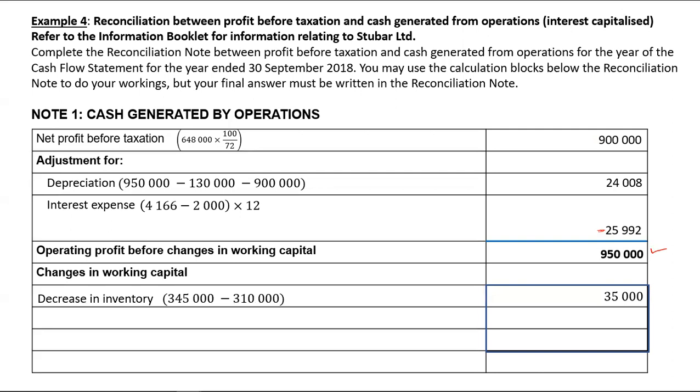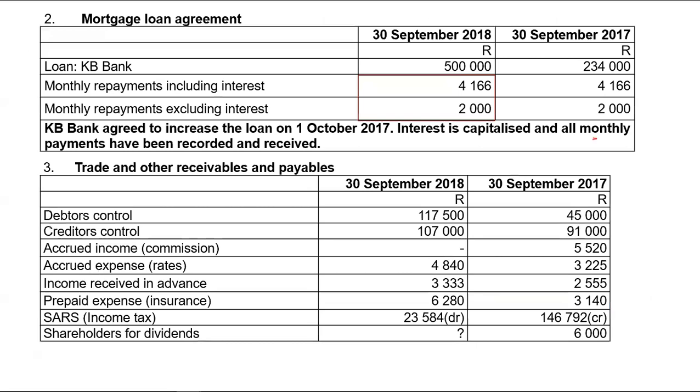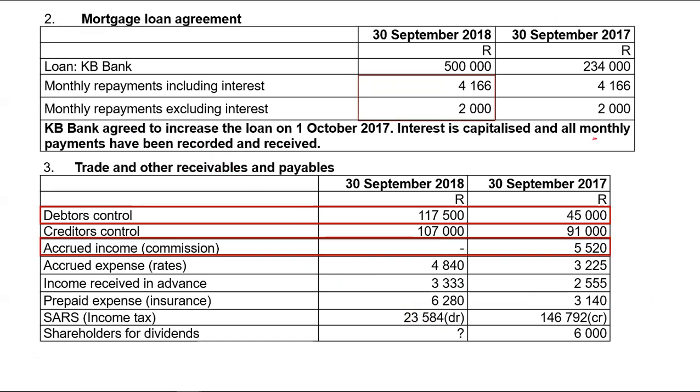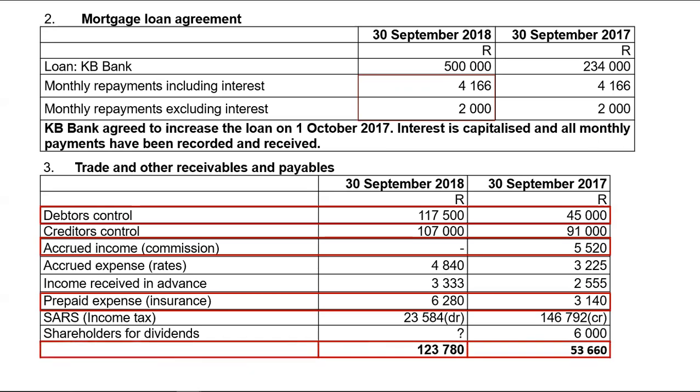The next item will be changes in working capital, trade and other receivables. For trade and other receivables, I will first highlight the things that I need to include. The first one will be debtors control. What will be the second one? Accrued income and prepaid expense. I don't care about SARS income tax because if I include it, I'll have to exclude it anyway. When you add all of those up, they will give us our total for each year. That will be with reference to trade and other receivables.